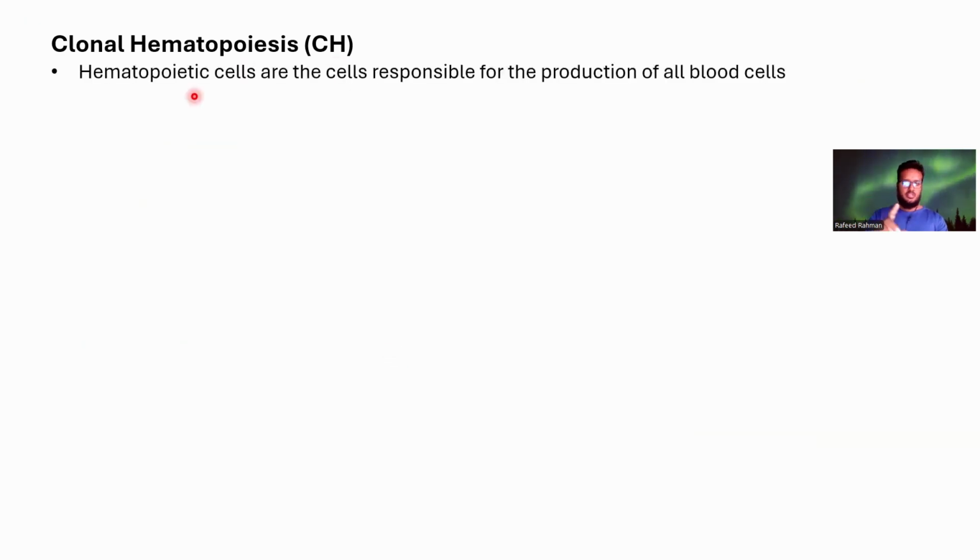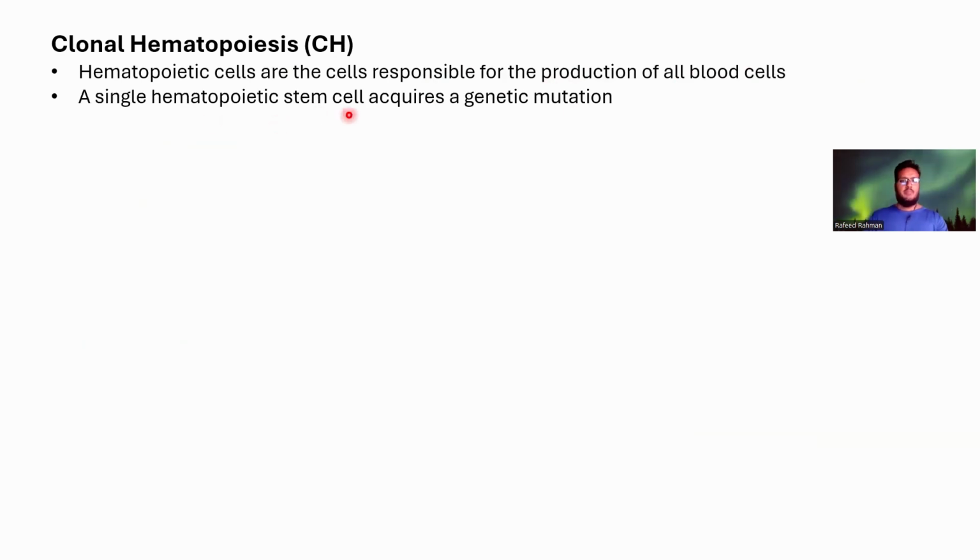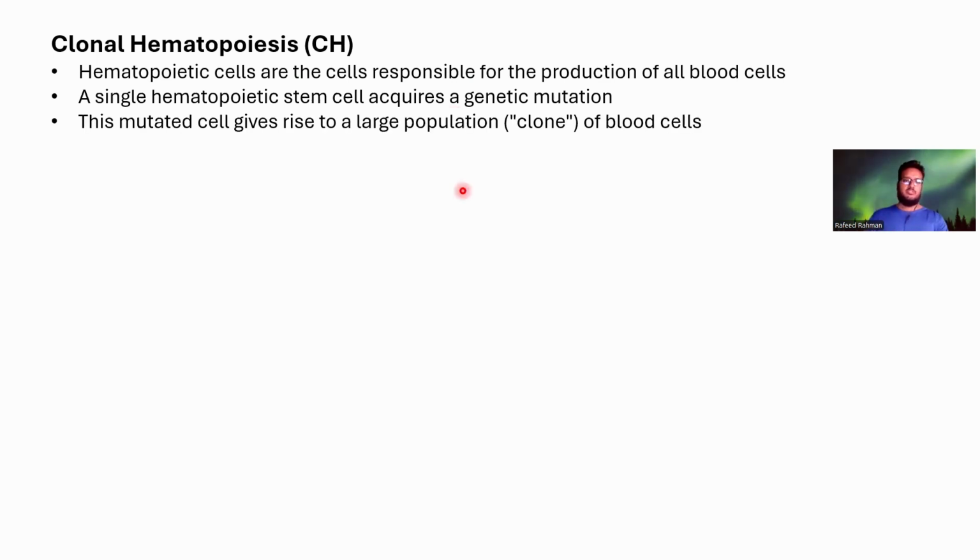So in the first slide of this lecture, I talked about hematopoietic cells. These are cells that are responsible for the production of blood cells. We know that. Now, some hematopoietic stem cells may acquire some genetic mutation. They don't have to be cancer mutations. They can be any mutation. Obviously, since these hematopoietic cells will keep producing blood cells, these mutations will spread in the blood cells as well, right? And they can spread in large populations of blood cells, which are called clones. That is why it's called clonal hematopoiesis.